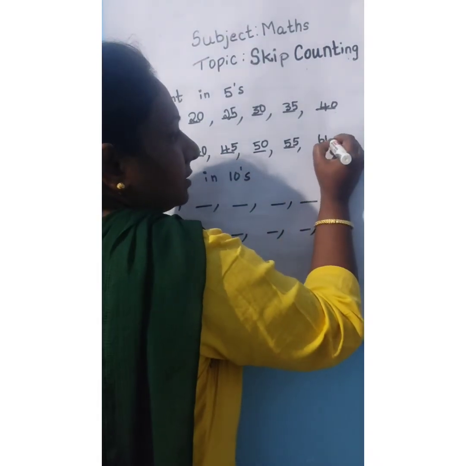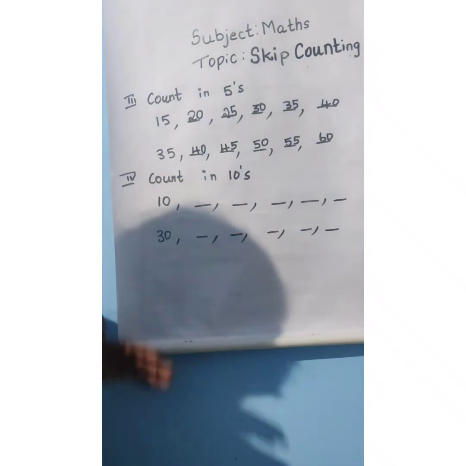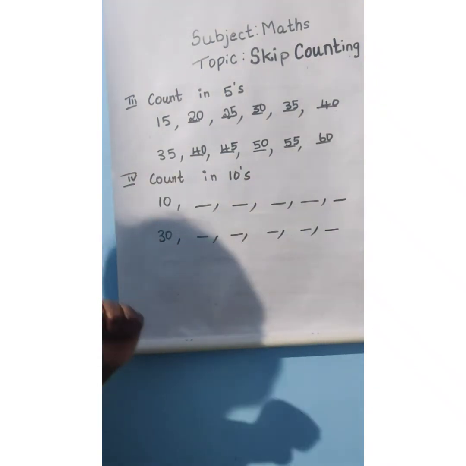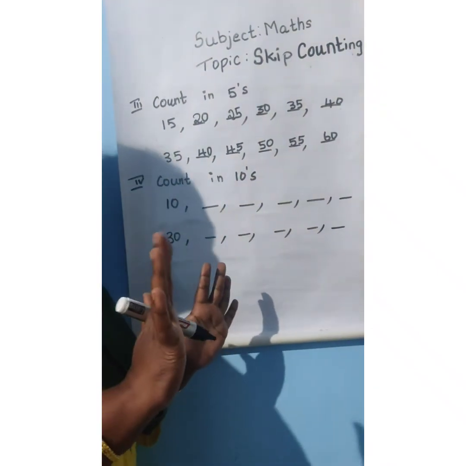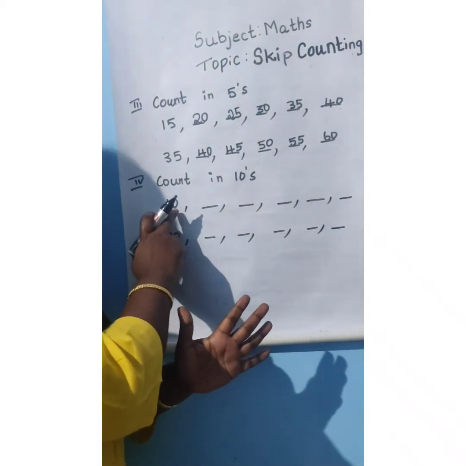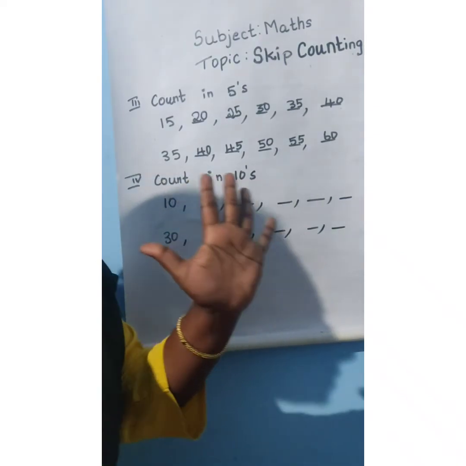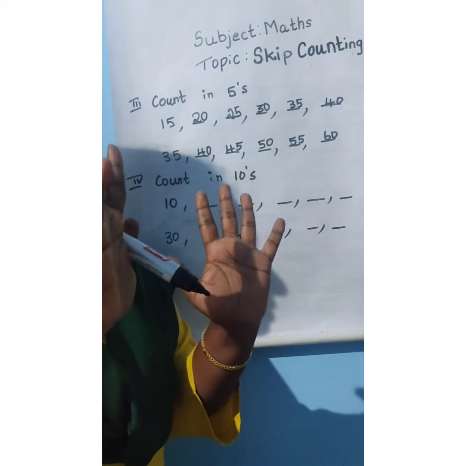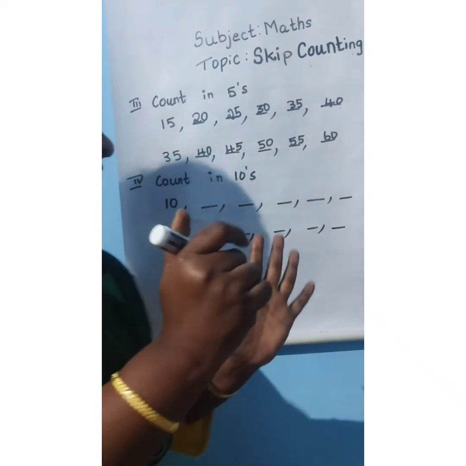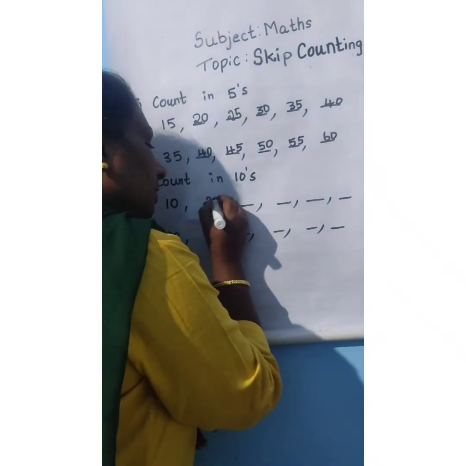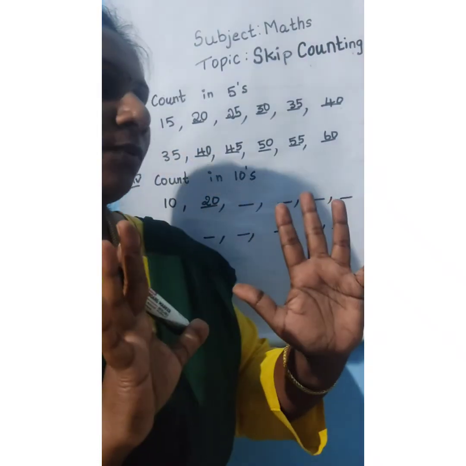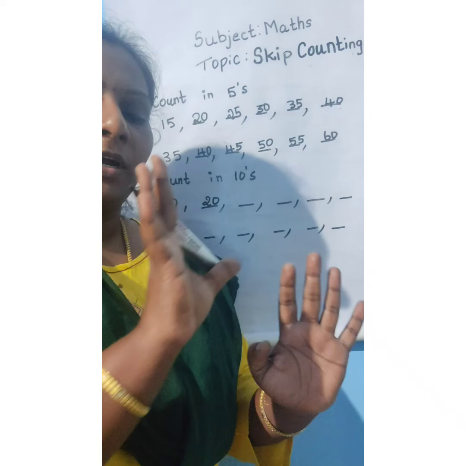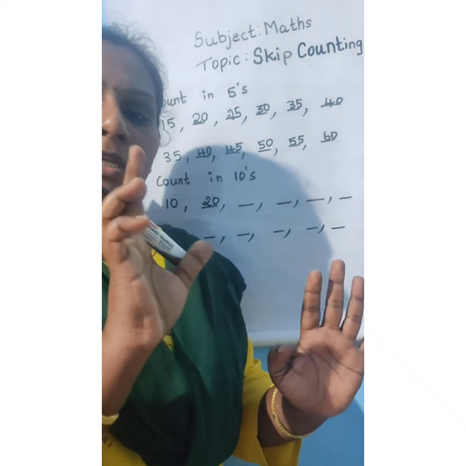Write here 60. Okay, now next is count in tens. What should you do? You should count 10 numbers. Here it is given 10. So the next is 10, 11, 12, 13, 14, 15, 16, 17, 18, 19, 20. So write here 20. Next is 21, 22, 23, 24, 25, 26, 27, 28, 29, 30.